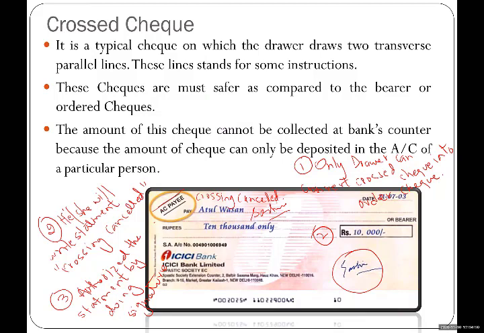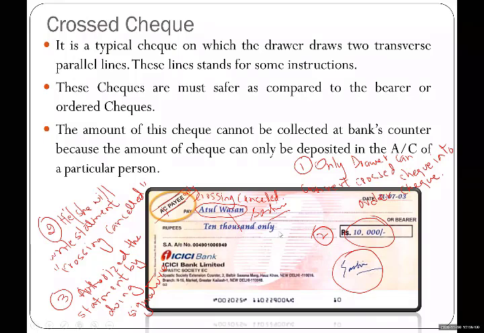In these two transverse parallel lines, they write "account payee" and they write one more word, "only". Only credit this amount into the account payee, which is Atul Vasan. This crossing makes this check very safe: 100% this amount, that is 10,000 rupees, will only be credited to Atul Vasan's account.